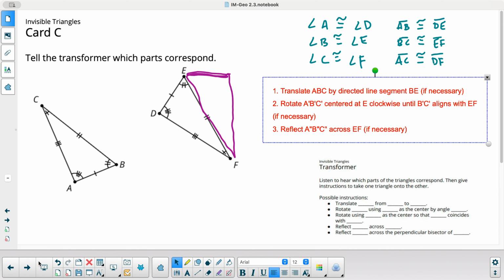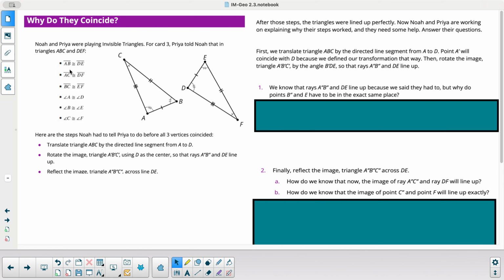Okay, so you're starting to see you can do this if you know the corresponding parts by just following that translate, rotate, reflect pattern. All right, so do they coincide? Here are my statements of congruency. Here's my picture. Here are the steps Noah had to tell Priya to do before all three vertices coincided. Translate triangle ABC by the directed line segment from A to D. So let's get this traced here.